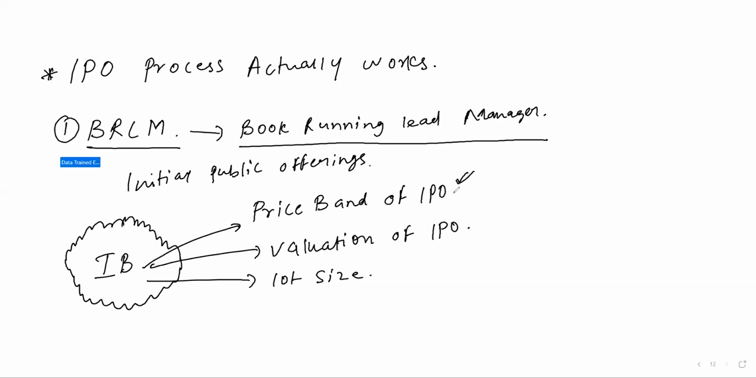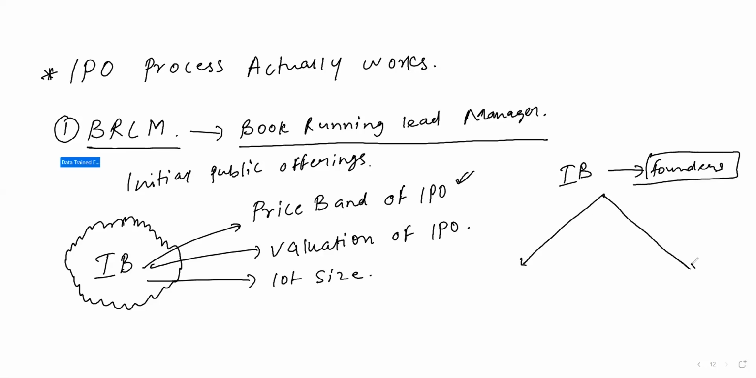Now, these deals between the investment bankers and, let's say, the founders or promoters of the company can happen in two ways. One is an underwriting issue. And the second is on a best effort basis.